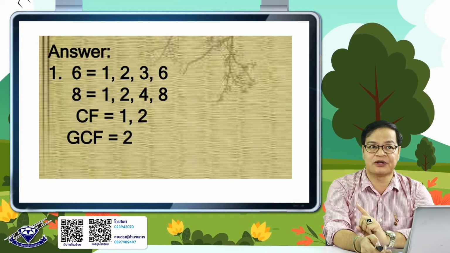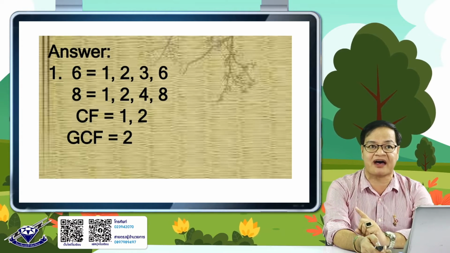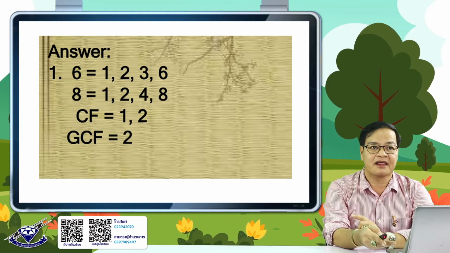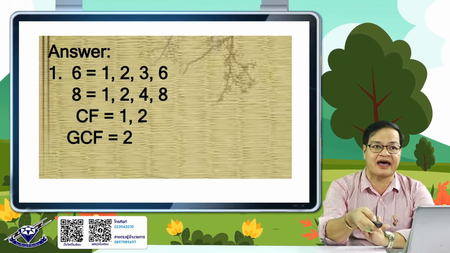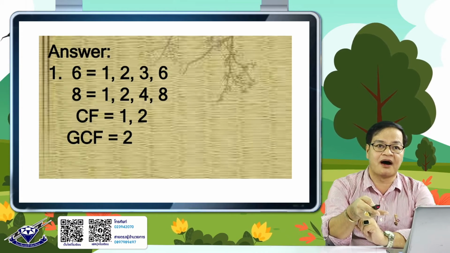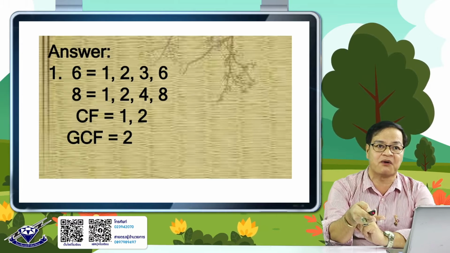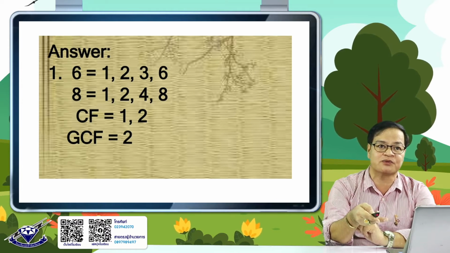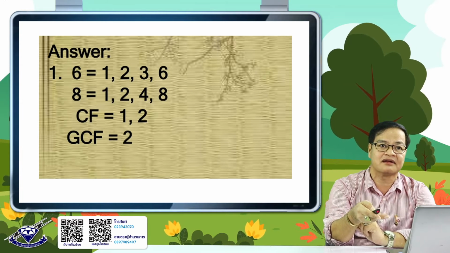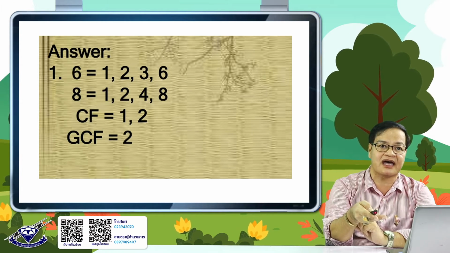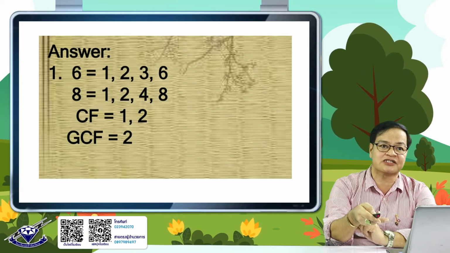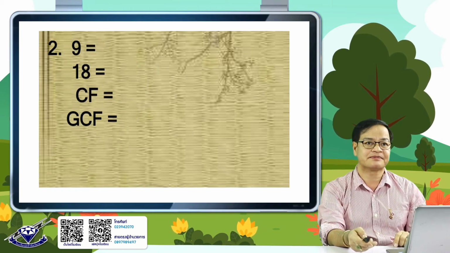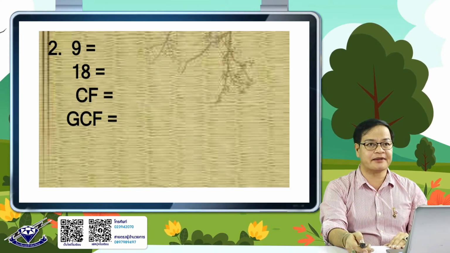Now, I would like you to look at this answer. So, Teacher Bill told you earlier, what are the factors of 6? We have 1 and 6, 2 and 3. Factors of 8, we have 1 and 8, 2 and 4. What are their common factors? We have 1 and 2. So they have 1 and 2. What is the greatest common factor or highest common factor? 2. Okay.